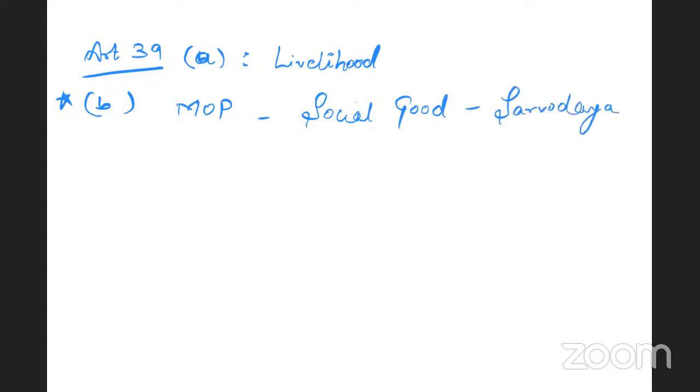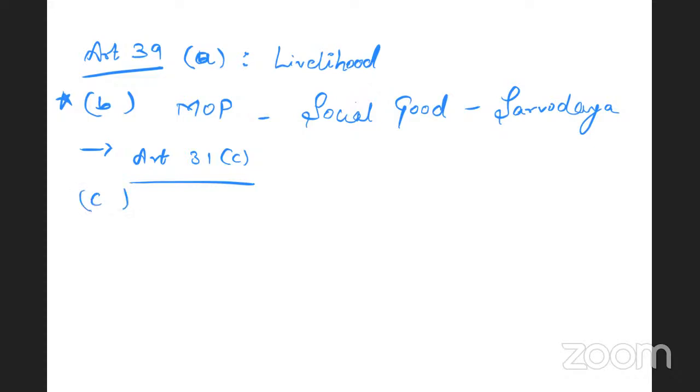So the means of production or the material resources of production should be utilized in such a way that the ownership and control promote social good. When we discussed fundamental rights, we discussed Article 31 Clause C, which states that Article 39B and Article 39 Clause C have been given precedence over fundamental rights under the 24th Constitutional Amendment Act of 1971, even if they are inconsistent with Article 14 and Article 19, because they are serving larger public good. Okay.